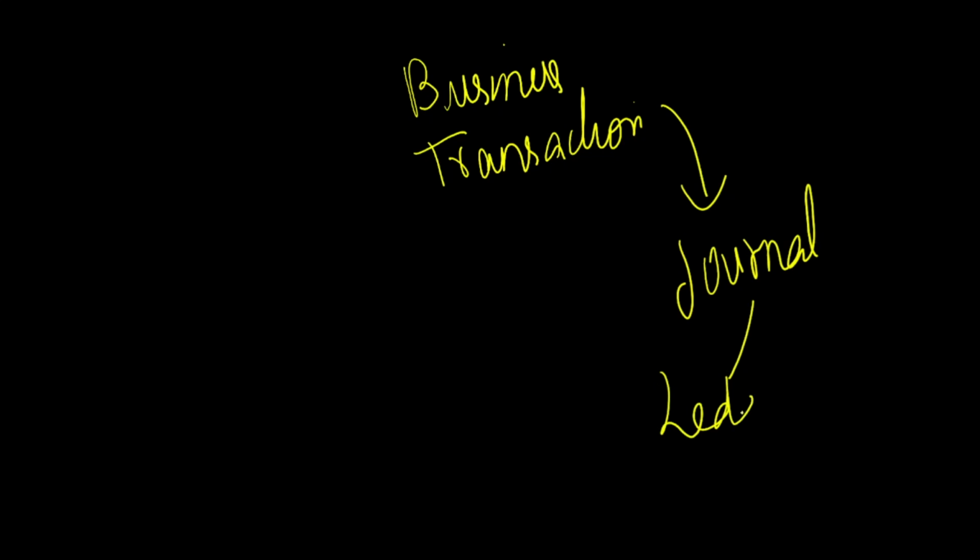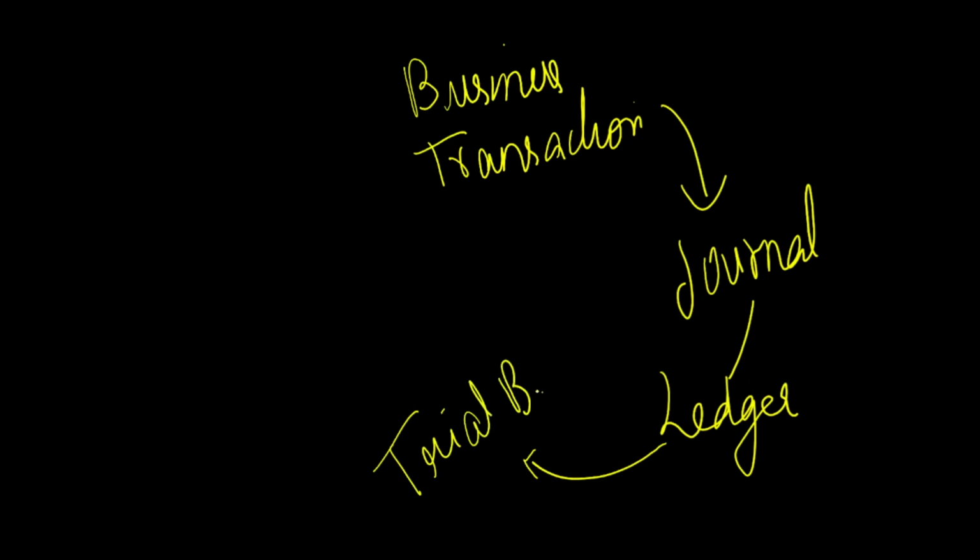We have all studied the accounting cycle. First is the business transaction. That business transaction you will post into the journal. Then from the journal we will post into the ledger, and from the ledger we will prepare the trial balance. From that trial balance we will prepare the financial statements.